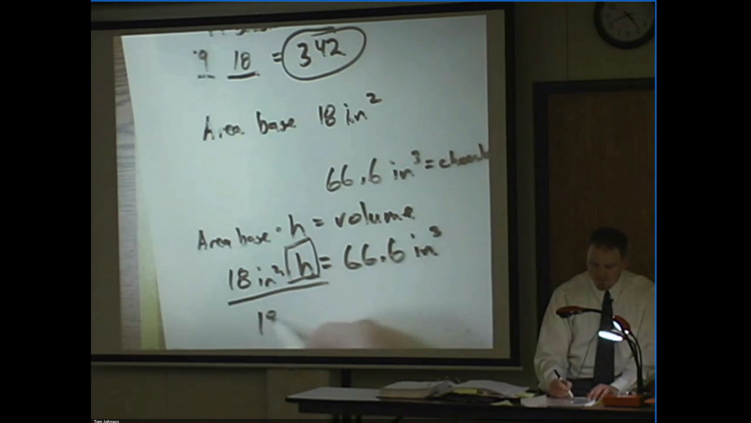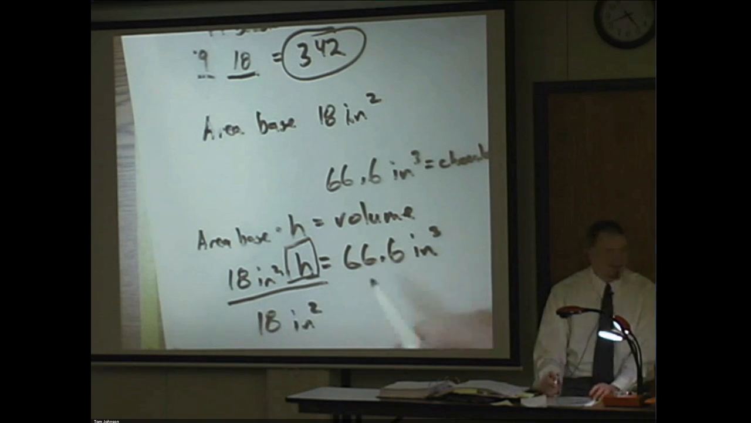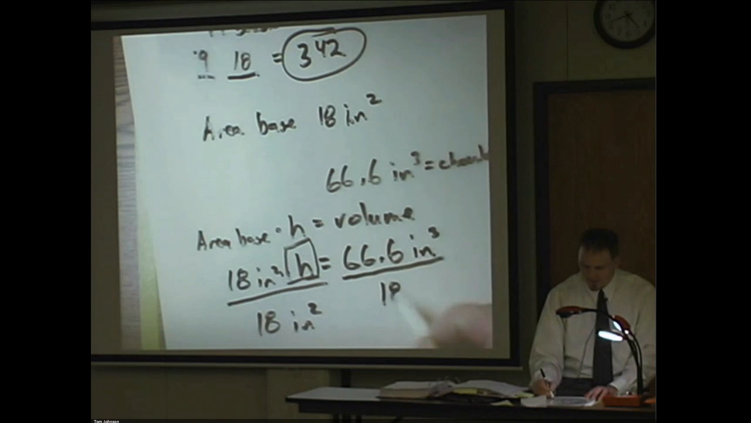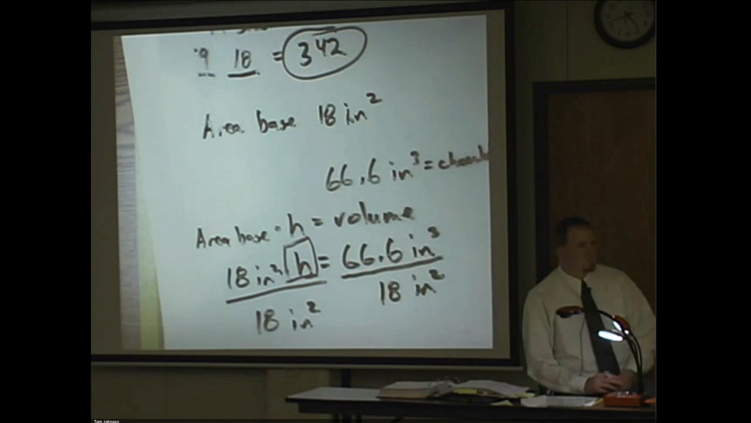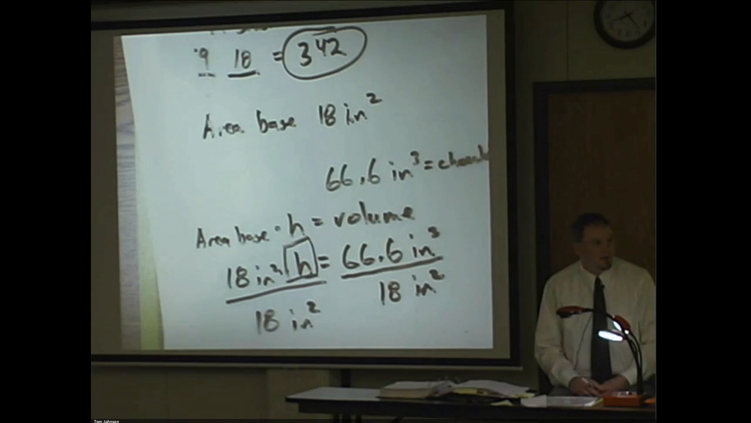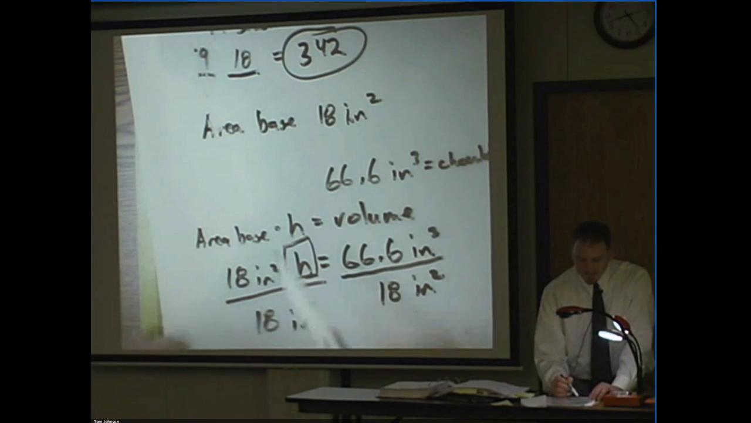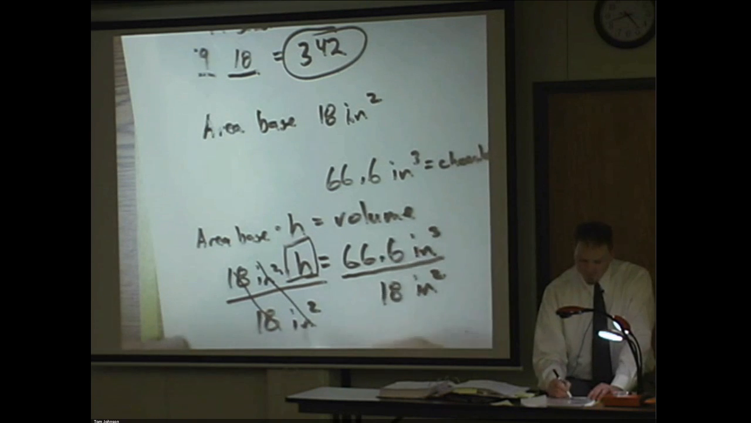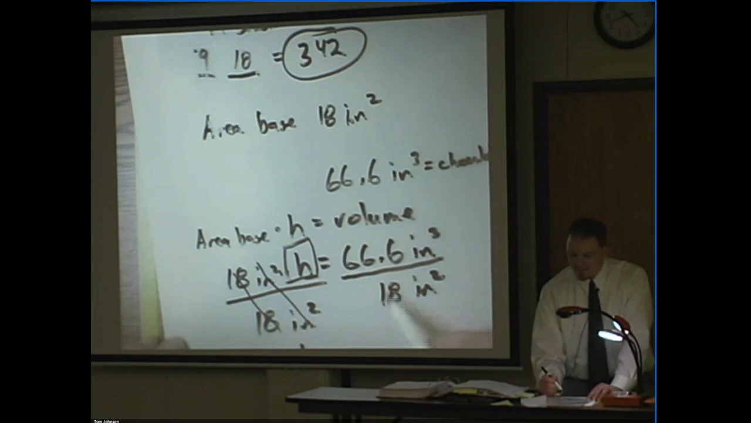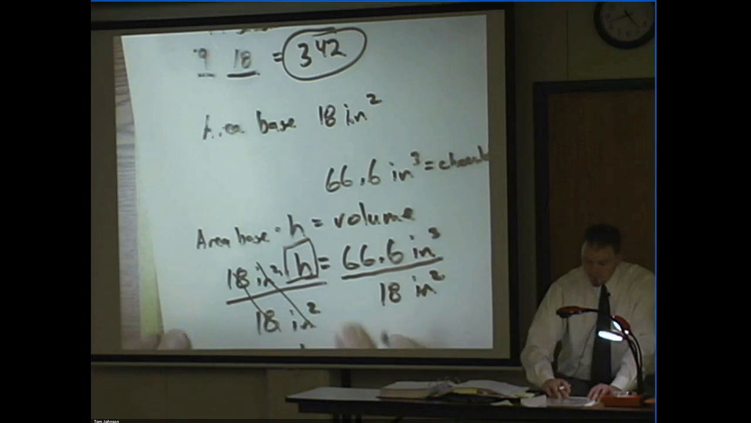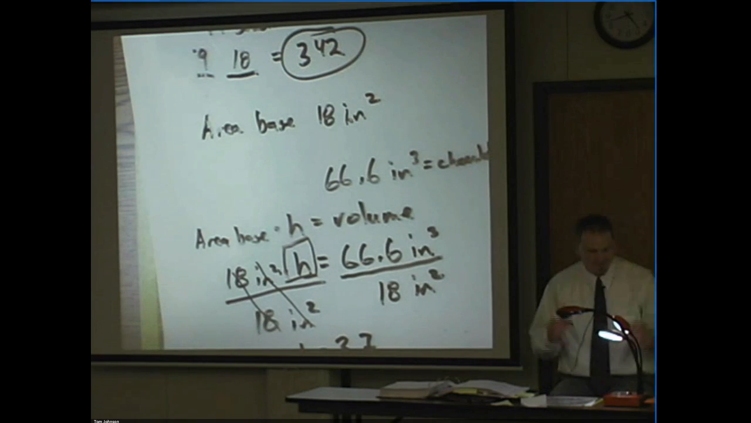Okay, divide both sides by the 18 inches squared. And you guys, I'm doing the inches squared so I can just show you that when you're working with these dimensions, it truly does work out. So 18 inches squared divided by 18 inches squared is 1, right? What's 66.6 divided by 18? 3.7. 3.7? Okay. Almost messed me up there. I got to open my ears.